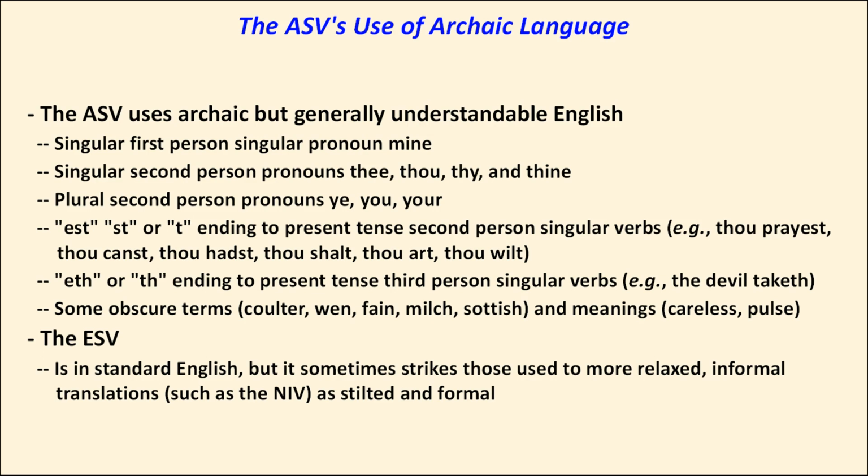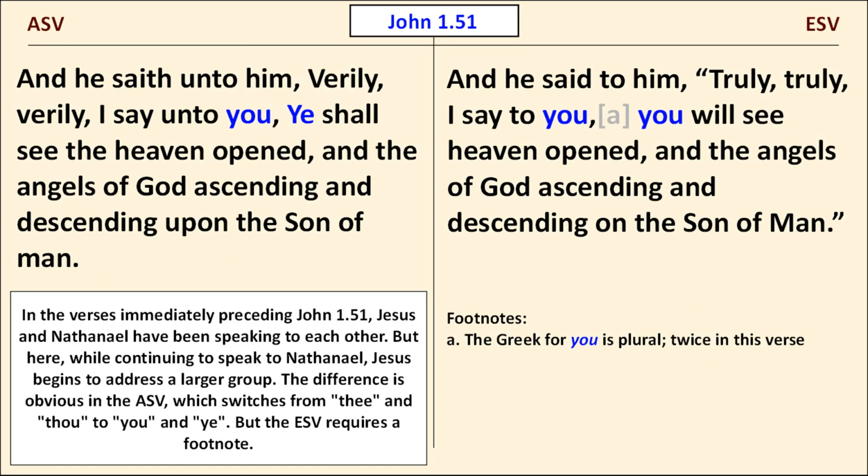By contrast, the English Standard Version is in Standard Modern English. It seems somewhat formal when compared with more recent translations, such as the New International Version and the Christian Standard Bible. In the next few charts, we'll see examples of where the American Standard Version's distinction between first-person singular and plural pronouns can prove helpful. Our first example is from John 1:51.